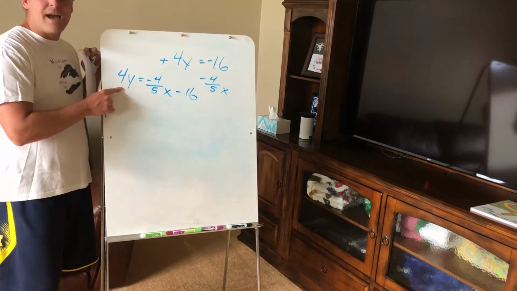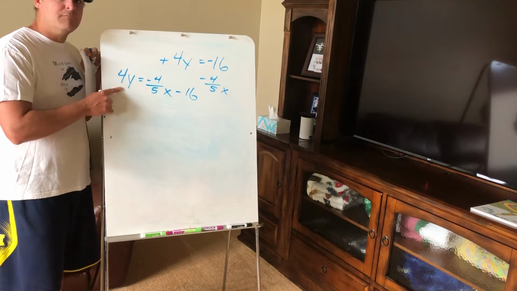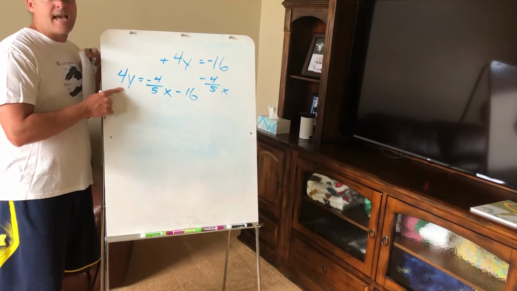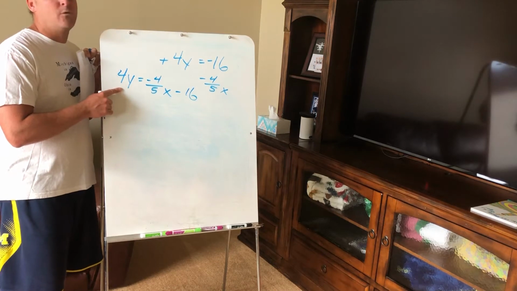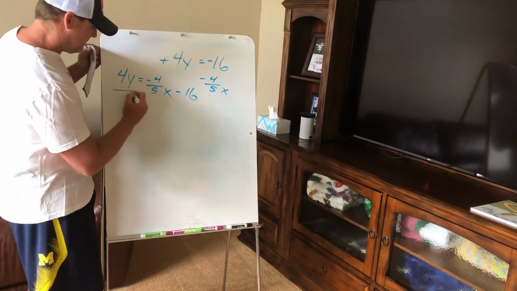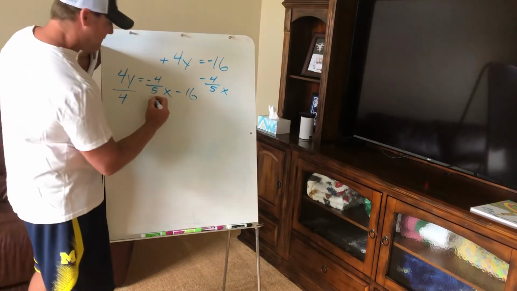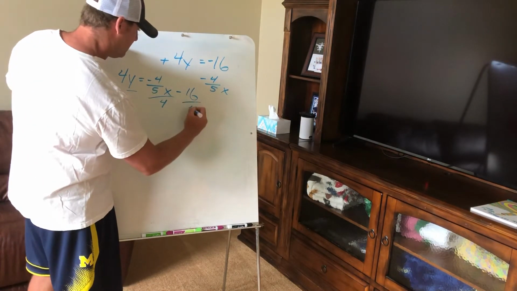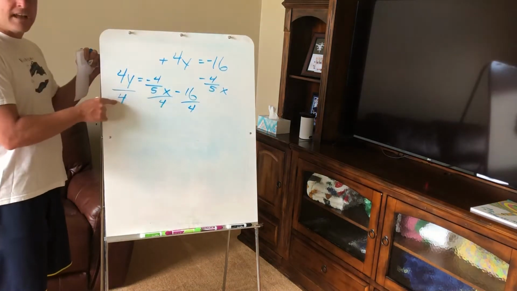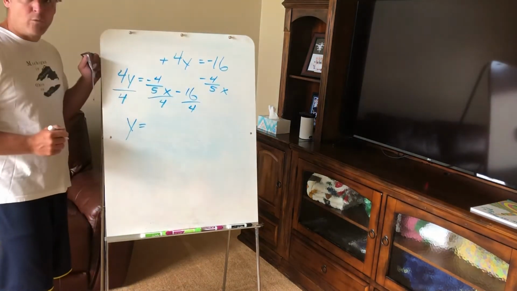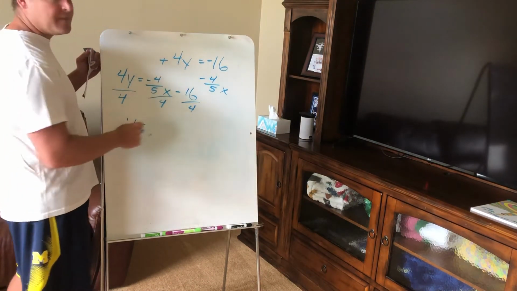The y is not by itself. There is a 4 being multiplied to it. Since 4 is being multiplied to y, the opposite of multiplying by 4 is to divide by 4. Now I have to divide every term by 4. 4 divided by 4 is 1. So we're left with 1y. 4/5 divided by 4.